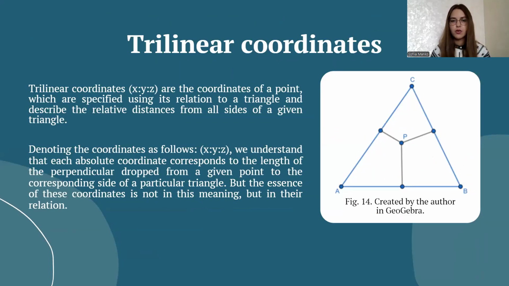Triangular coordinates are the coordinates of a point which are specified using its relation to a triangle and describe the relative distance from all sides of a given triangle. And these coordinates can be used in computer graphics and different types of applications of cubics.